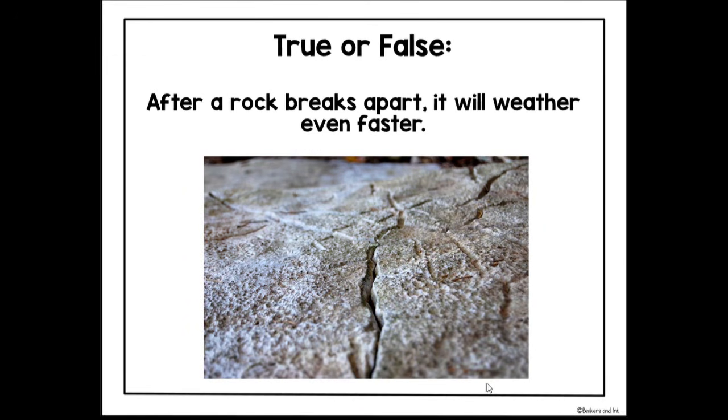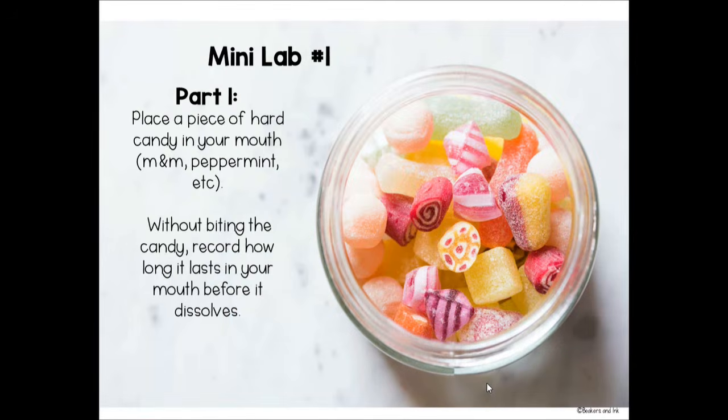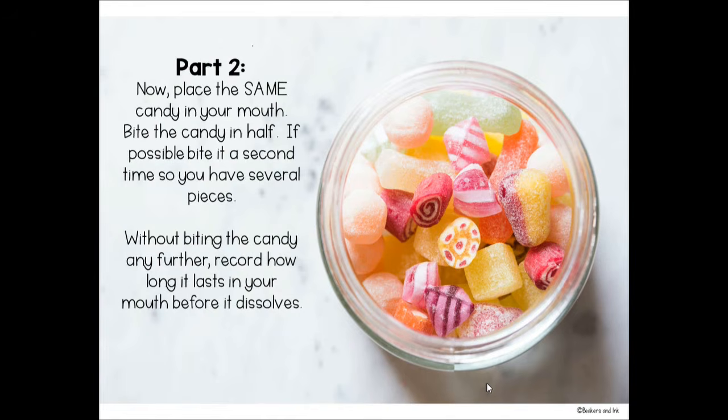Let's do a little experiment and test this out. You're going to need 2 pieces of candy to get started. Look for a hard candy like an M&M, peppermint, butterscotch, a hard piece of candy. Okay, once you find that, unpause and we'll get started. All right, part 1. Without biting the candy, put the candy in your mouth and record how long it lasts before it dissolves. Go ahead and pause it. Great. So you should have your time written down.